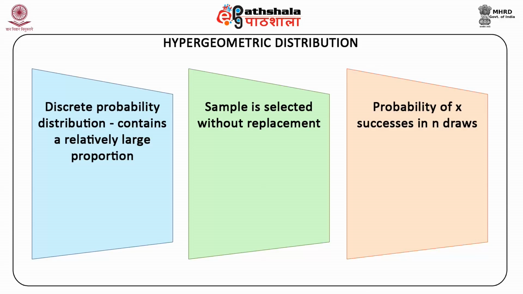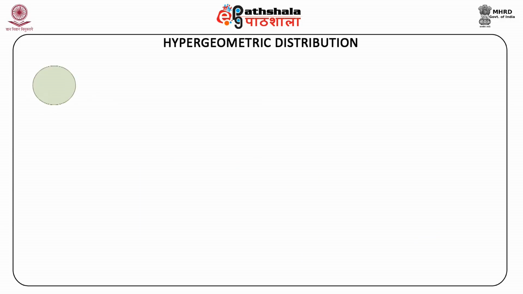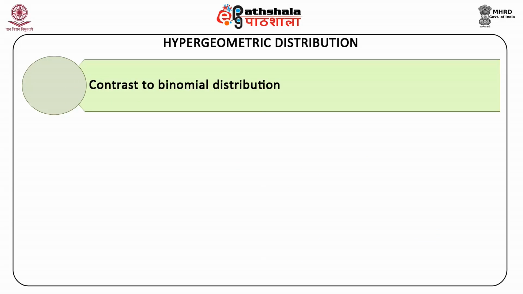In other words, it describes the probability of x successes in n draws without replacement from a finite population of size N containing R successes. This, in contrast to the binomial distribution, which describes the probability of x successes in n draws with replacement.